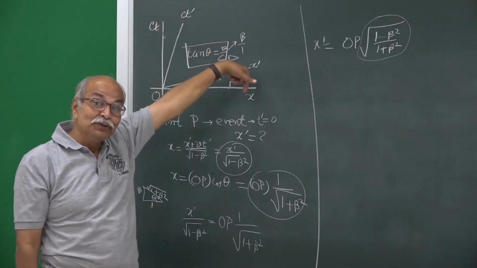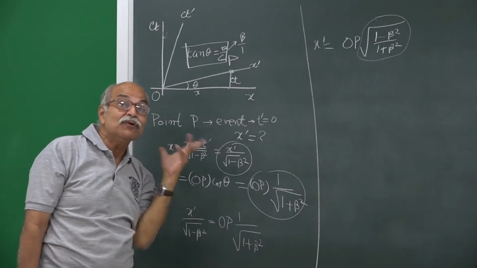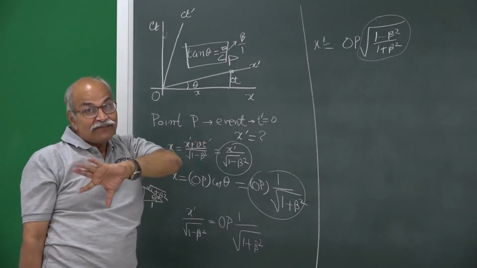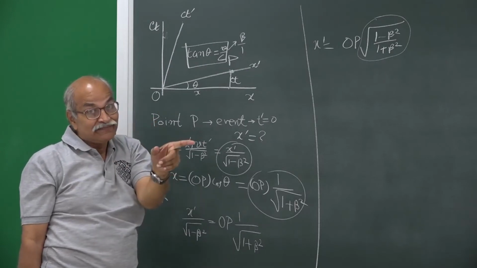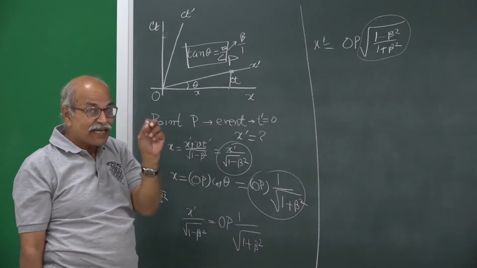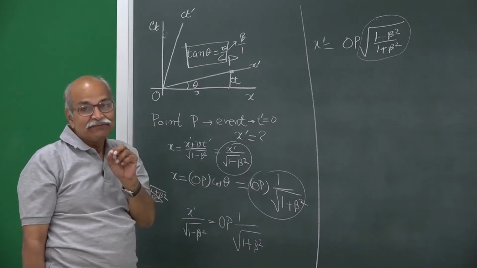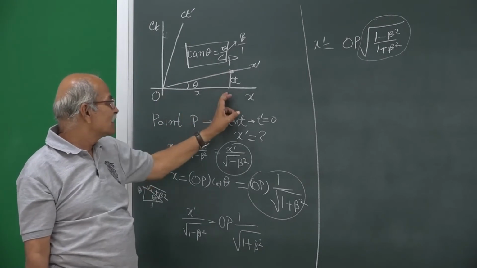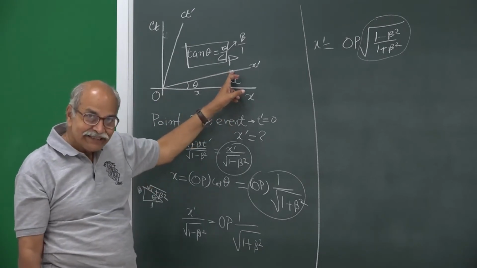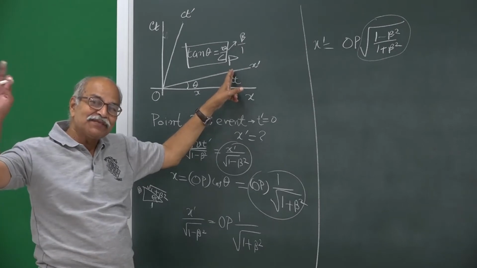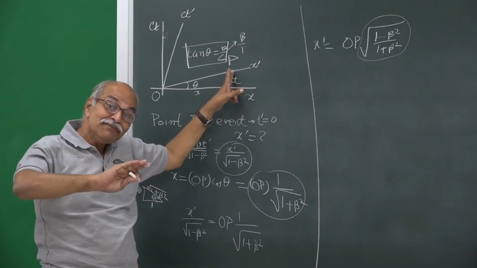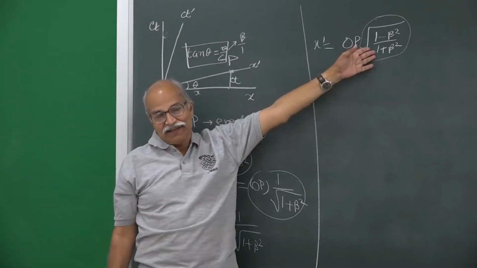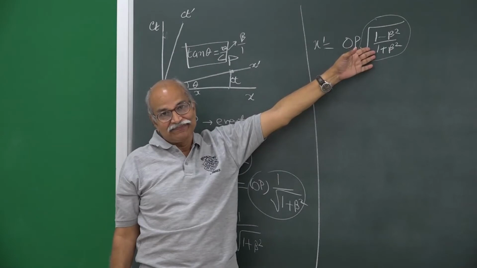See how through this plot, through this geometry only, lengths only, I am going from the S frame to the S prime frame. An event has occurred. Of course, I am taking a very special case here, but this will be generalized. So, there is an event for which I know what is x, what is this t, and I also know that t prime is 0. To get x prime, the only thing I have to do is measure this OP and multiply by this factor. So, that is x prime.